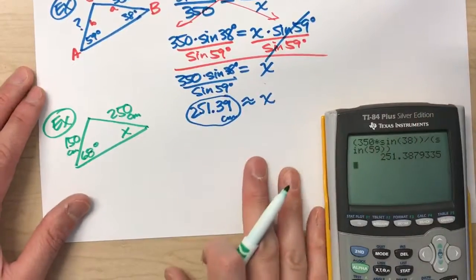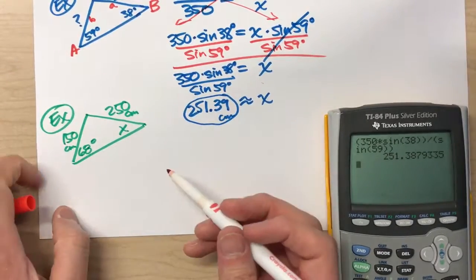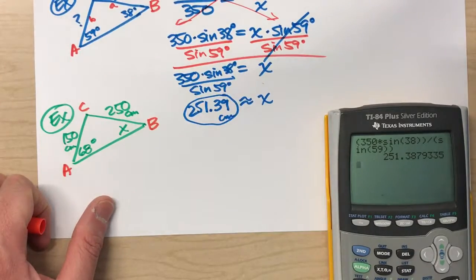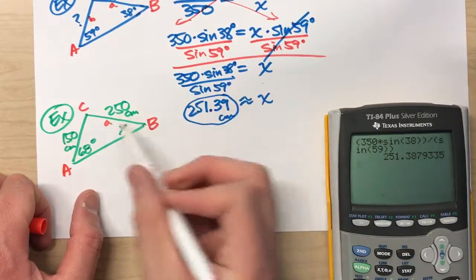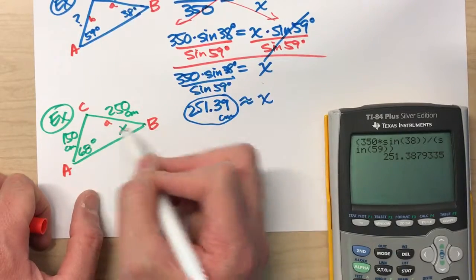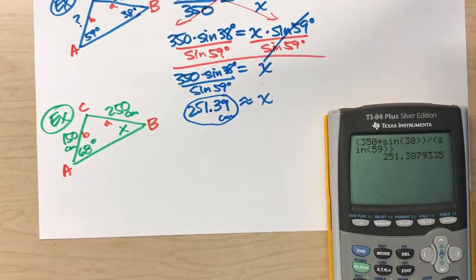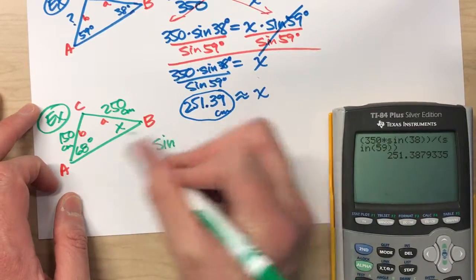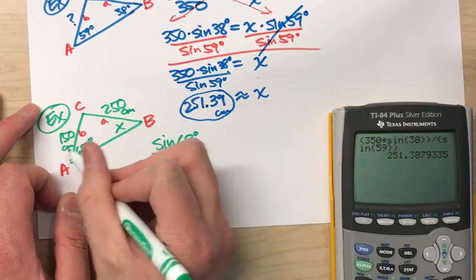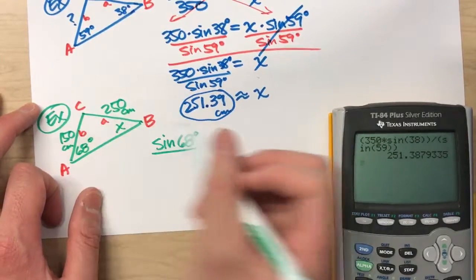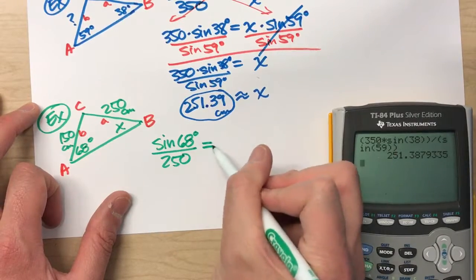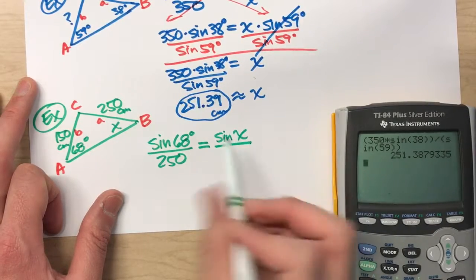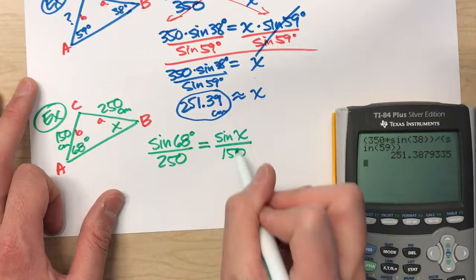All right? So, first thing I'm going to do, label everything. I'll call my angles A and B, which makes this one C. The side across from angle A is a. The side across from angle B is going to be labeled little b. Now I can set up my equation. The sine of A, which is 68 degrees, divided by the length of a, which is 250, should equal the sine of angle B, which is x, over the length of b, which is 150.